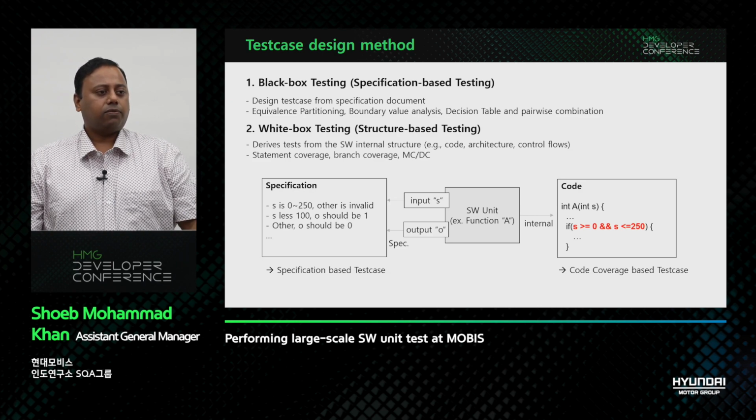Second technique is white box testing, which is also known as structure based testing. Test cases are derived from the software internal structure, for example code, control flow, architecture. It will cover your statement, branch coverage and MCDC. In this example, for a software unit function A to be tested, we can test with specification based test cases or coverage based test cases.